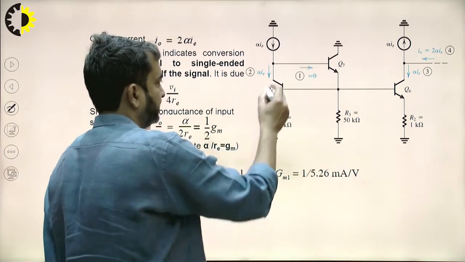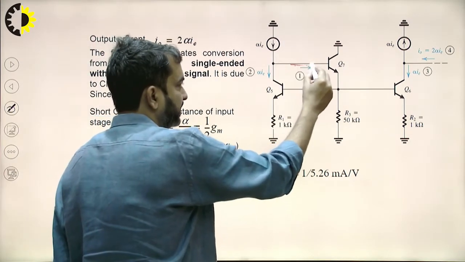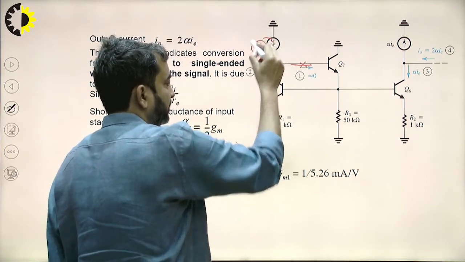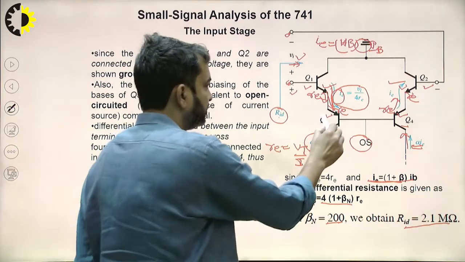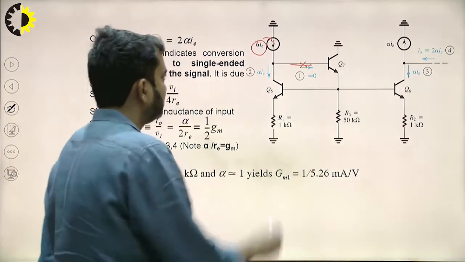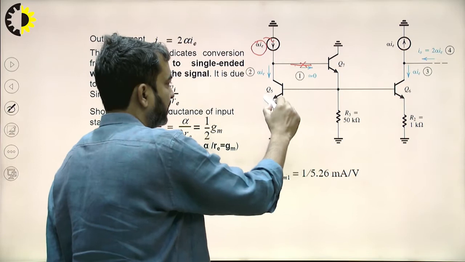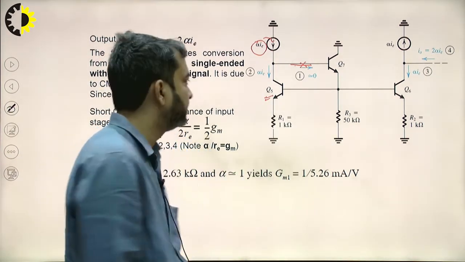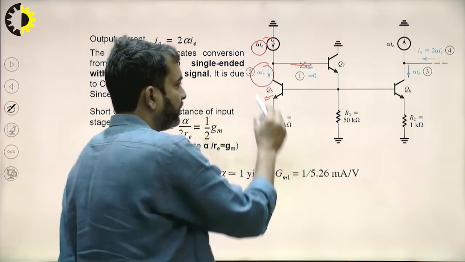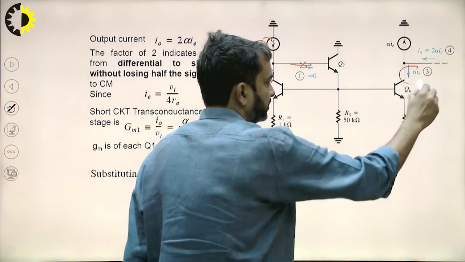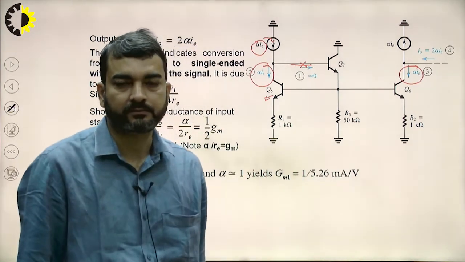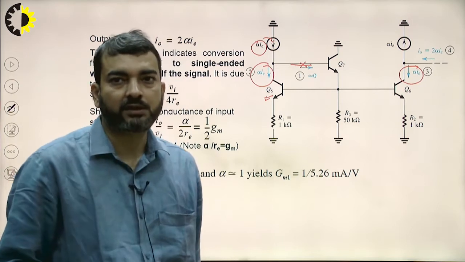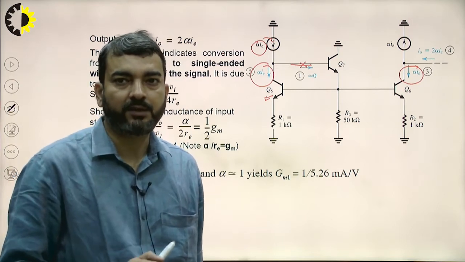Because of current mirror action, note that if base current is ignored, then the same current alpha IE, which is coming through the transistor Q3, will enter into the collector of transistor Q5. And because of current mirror action, the same current will be replicated at the collector of transistor Q6. So here, now we will calculate the short circuit transconductance of the input stage.